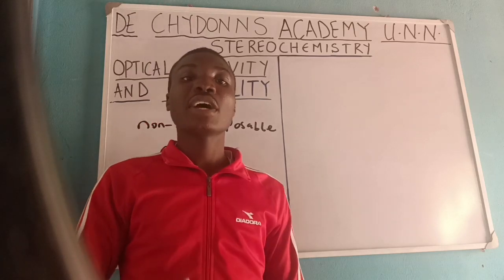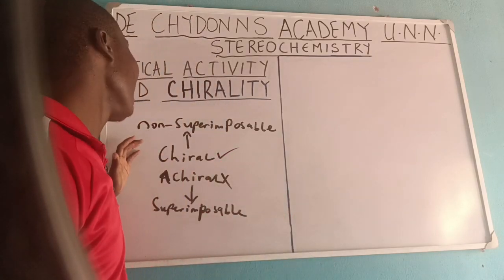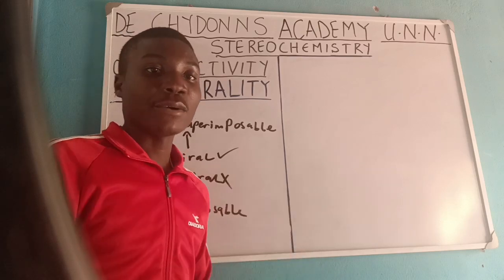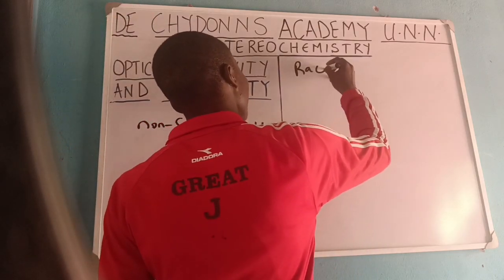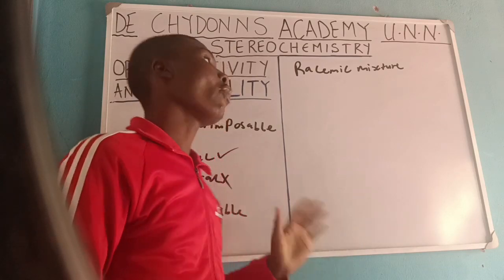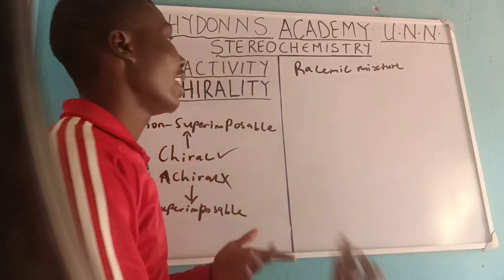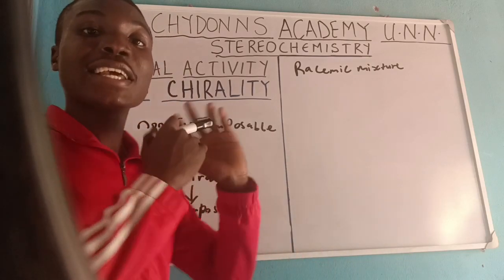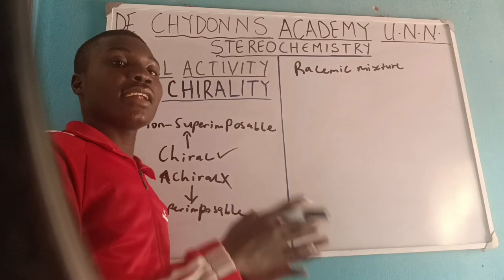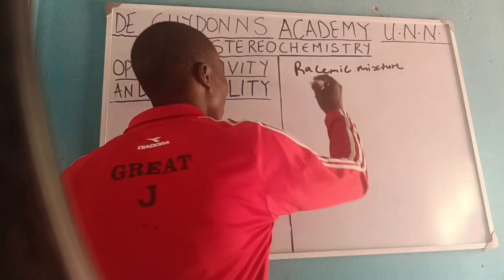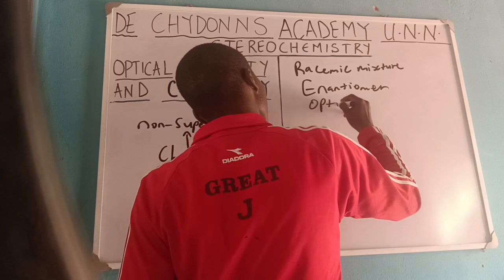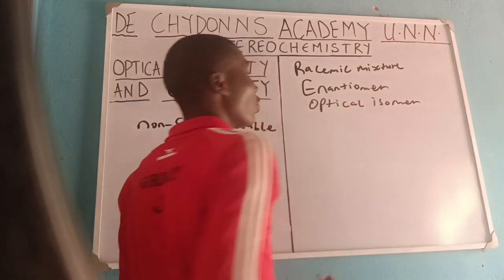Another thing you have to take note of is that even if we have an object that has a mirror image that is not superimposable, if the two of them are in the same exact amount, we refer to such a mixture, as I've said before, as a racemic mixture. And a racemic mixture will not have any observed rotation. The reason is that while one rotates to a particular degree to the right, the other enantiomer is going to rotate it by the same degree to the left. Like I mentioned before, the mirror image of one compound that is not superimposable on the other compound is referred to as an enantiomer. You could also call it an optical isomer.